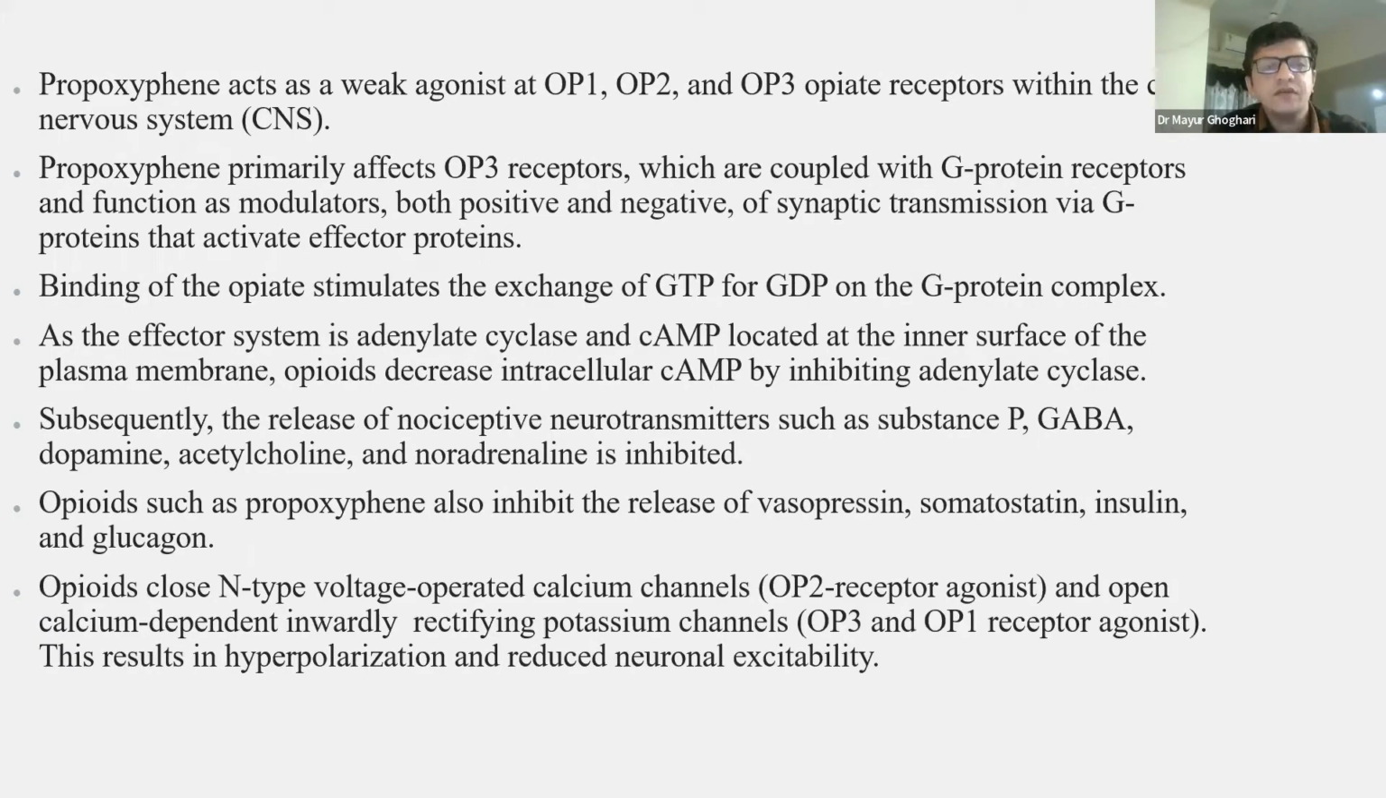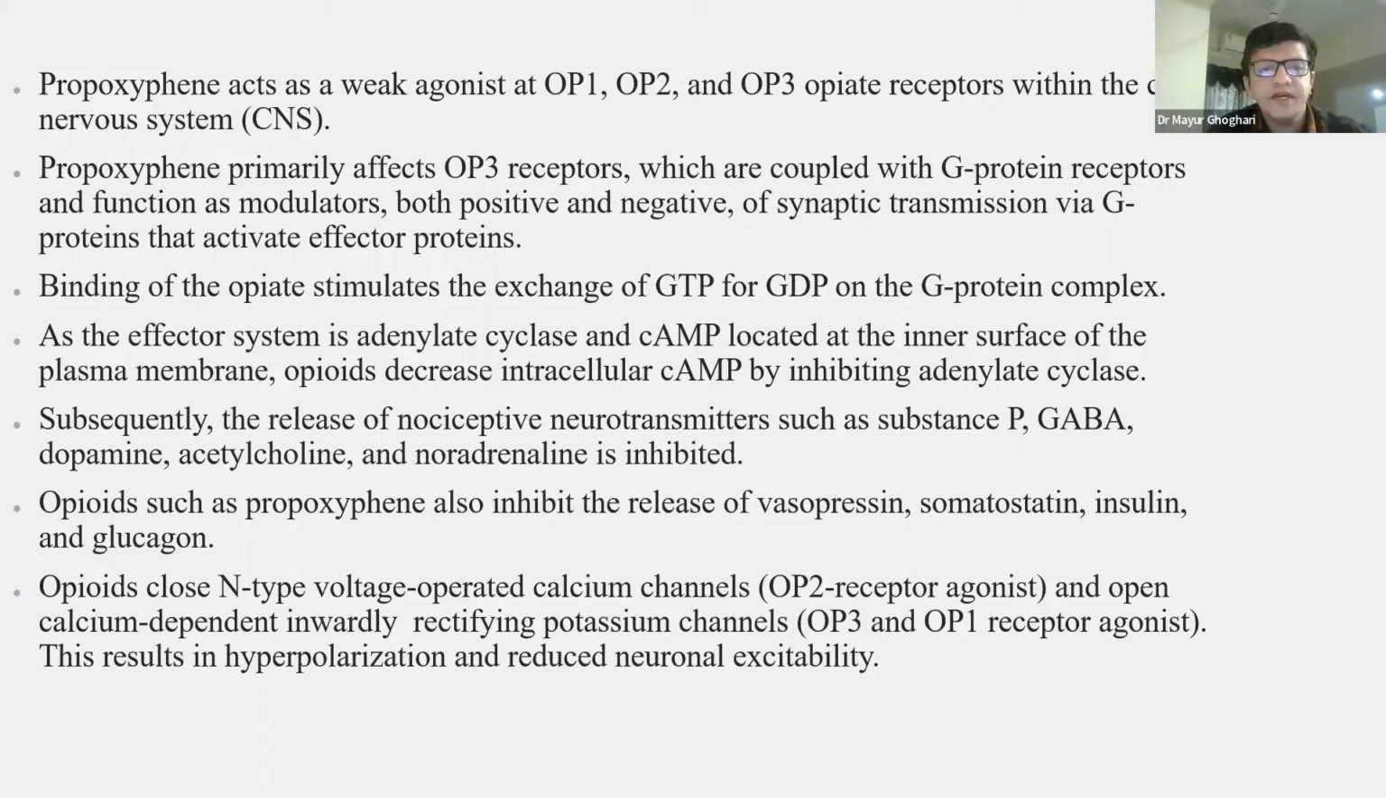Propoxyphene, both levo and dextro, acts as a weak agonist at OP1, OP2, and OP3 opiate receptors within the central nervous system. Propoxyphene primarily affects OP3 receptors, which are coupled with G protein receptors and function as modulators, both positive and negative, of synaptic transmission via G proteins that activate effector proteins.